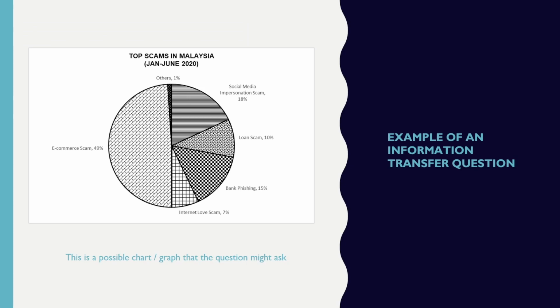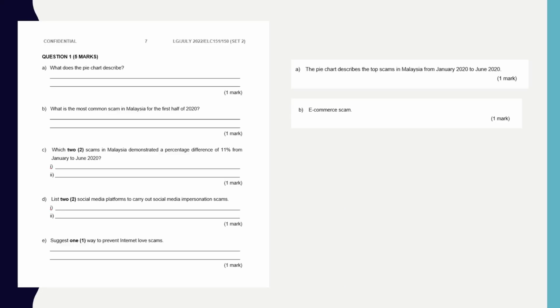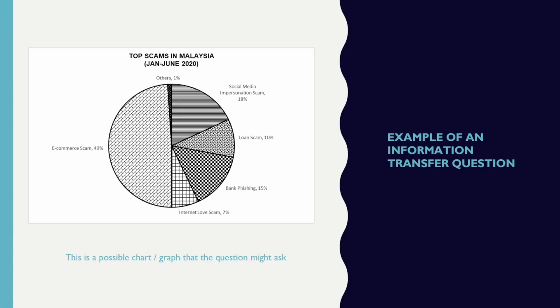You can see the biggest one in the chart. So look for the biggest one, transfer the answer into the question. So this answer will be e-commerce scam. E-commerce scam, yeah? That's the biggest one because it has 49% there. Compared to the others, they have 7, 15, 10, 18, 1. So that is the biggest one in the chart. So that will be the answer.